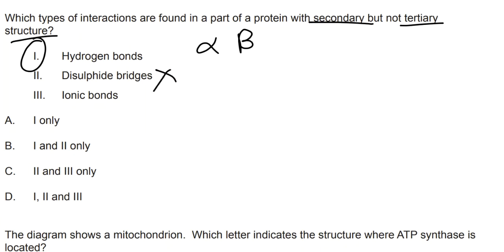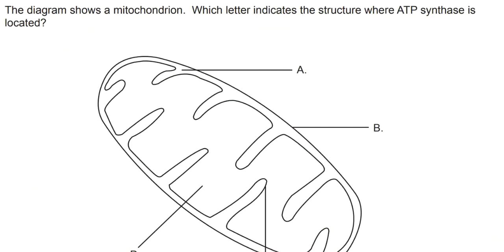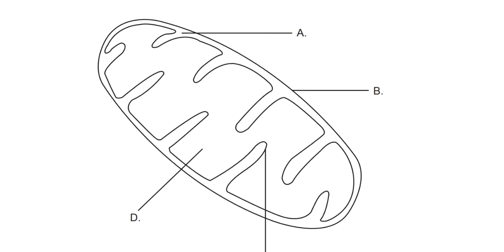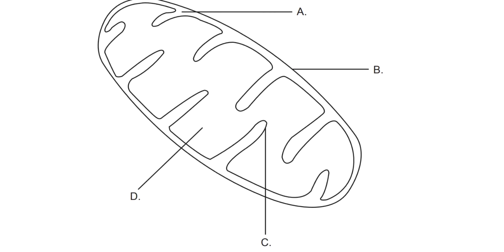Disulfide bridges and ionic bonds are a form of tertiary structure. So A is going to be our answer to this question. The diagram shows a mitochondrion, which letter indicates the structure where ATP synthase is located? ATP synthase is located on the electron transport chain, which is a membrane-bound protein on the cristae, or the folds of the inner mitochondrial membrane.